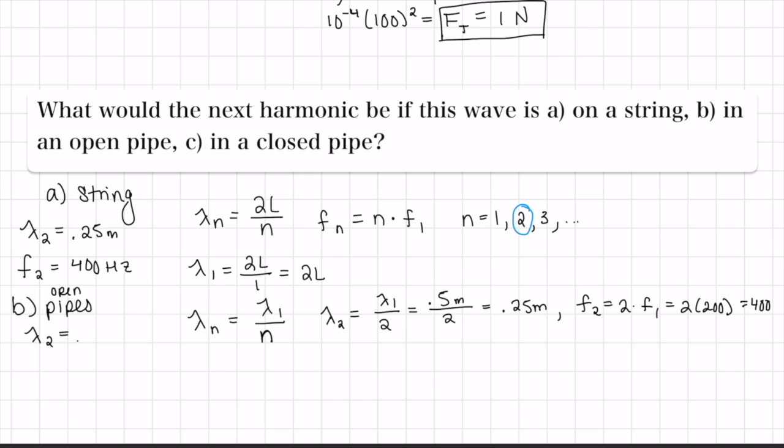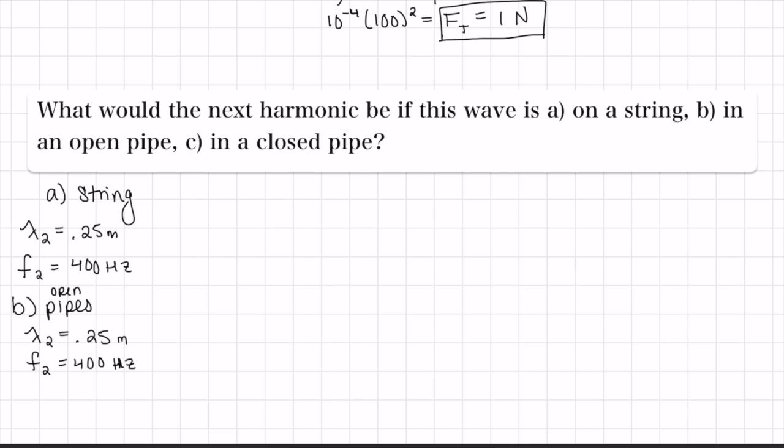So I'm just going to go ahead and copy down these values, and then I'm going to erase this so I could do the pipes. I didn't leave myself quite enough room. And just in case anyone needs to screenshot. So for both of these, we had lambda n is 2L over n, which is lambda 1 over n. That Fn is n times F1, and that n can be even or odd.